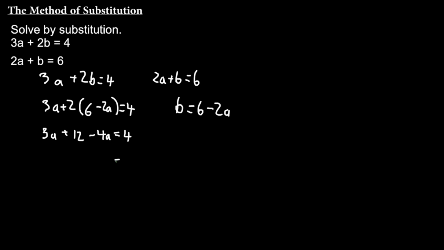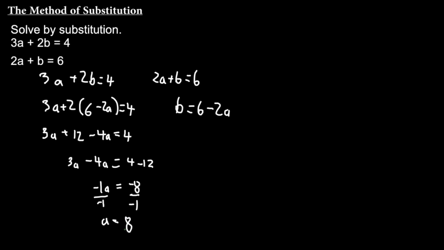And this way we have the 3a and the negative 4a together, the like terms together. And on the other side, we have positive 4 minus 12. So here we have 3a minus 4a gives you negative 1a, or you can just write negative a. 4 minus 12 gives us negative 8. So we need to isolate for a, divide by negative 1, divide by negative 1. A equals negative 8 divided by negative 1 gives us 8.